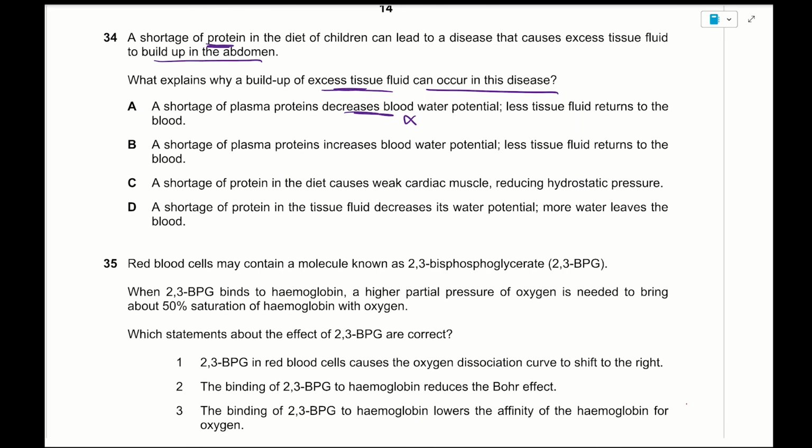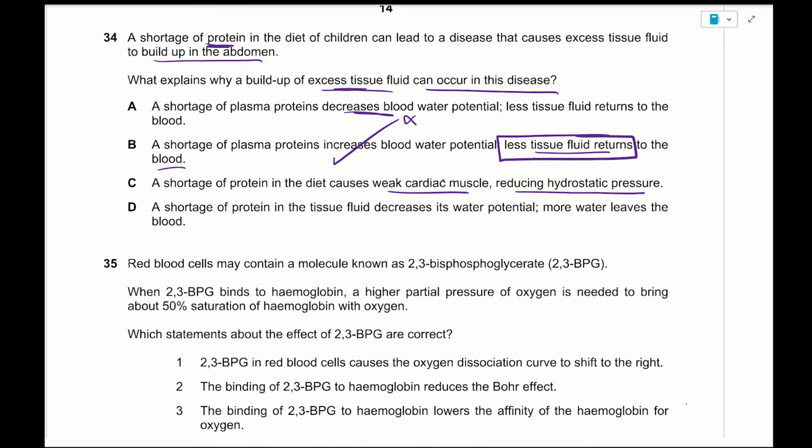B. A shortage of plasma proteins increases blood water potential. Less tissue fluid returns to the blood. This is correct because tissue fluid is stuck at the organs, such as the abdomen. Therefore, less of it returns to the blood. Therefore, edema happens. C. A shortage of protein in the diet causes weak cardiac muscle, reducing hydrostatic pressure.